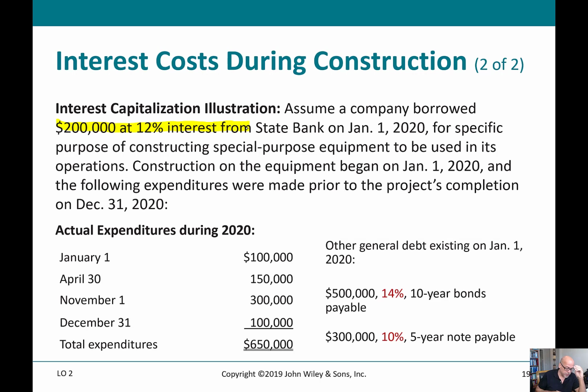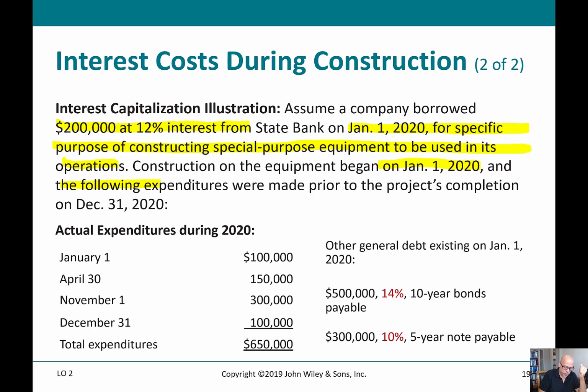I borrowed $200,000 on January 1st for the specific purpose of constructing special purpose equipment to be used in operations. Okay, qualifying asset. Construction of the equipment began on January 1st, so activities started simultaneously with the borrowing. If activities came later than the borrowing, then I would only be able to capitalize interest after those activities began.